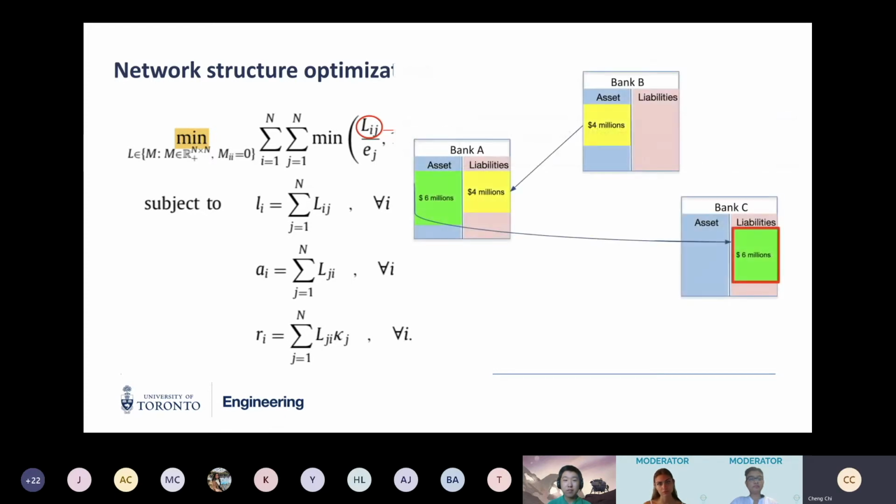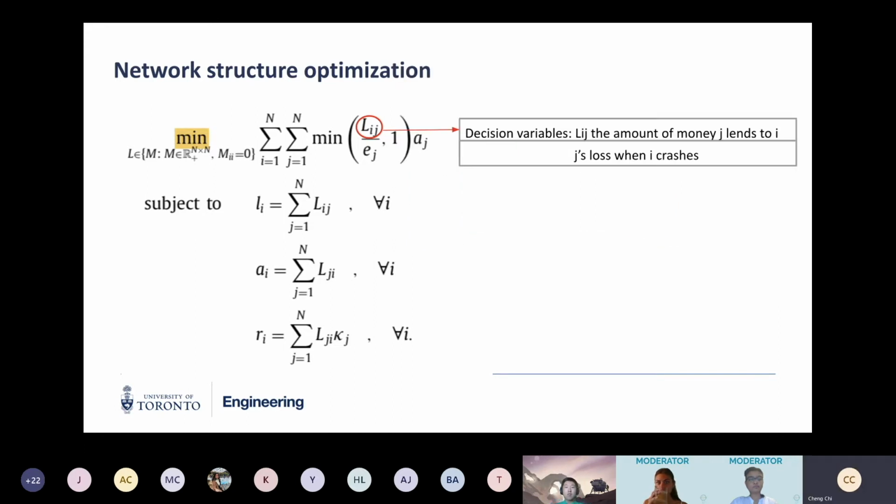It's similar to what I described in this simple example. And with this Lij being the decision variable, if we solve this whole optimization problem, we can get the optimal Lij, which is actually the optimal way banks connect to each other. Thus, using this optimization program, we're actually finding the optimal structure of the network.